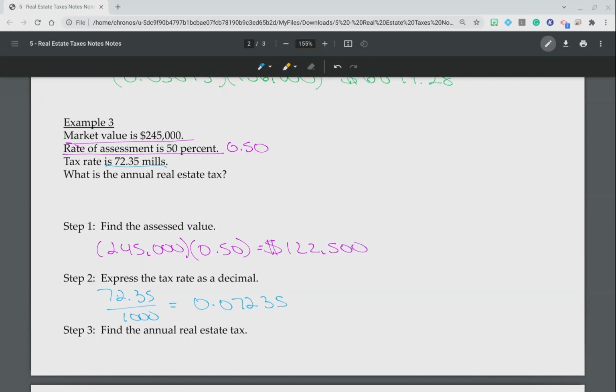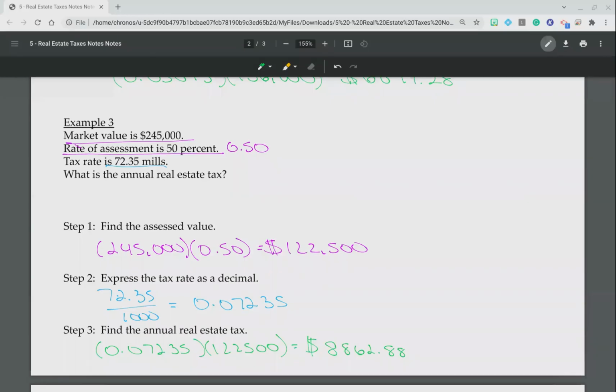The very last step would be to find the annual real estate tax. You should have gotten your annual real estate tax to be $8,862.88, which rounded up from $8,862.